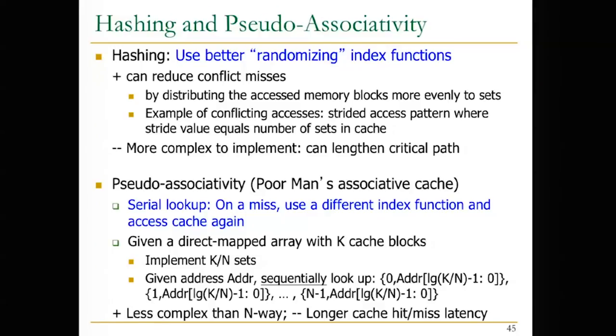a truly associative cache, not a poor man's associative cache. The first access is to a cache block. Let's say it's direct mapped. You don't change the access latency of that at all. But the next one, you need to incur the first access latency before you can actually find the next one.